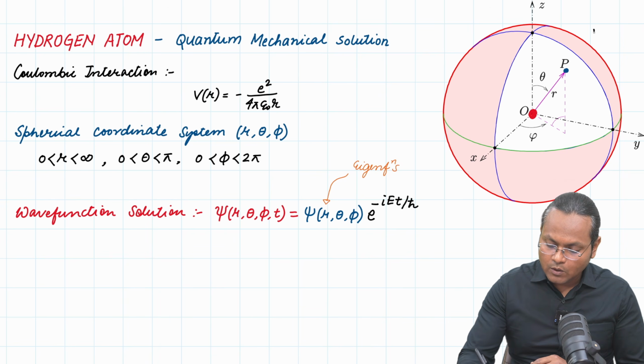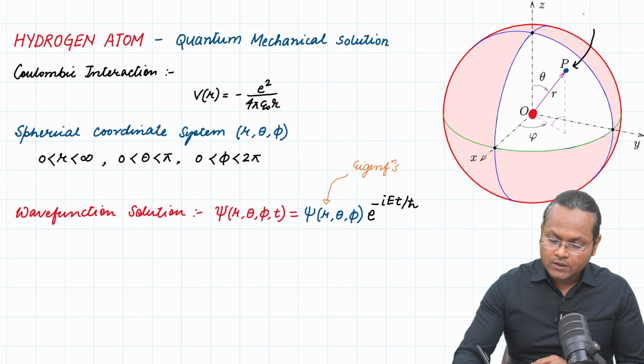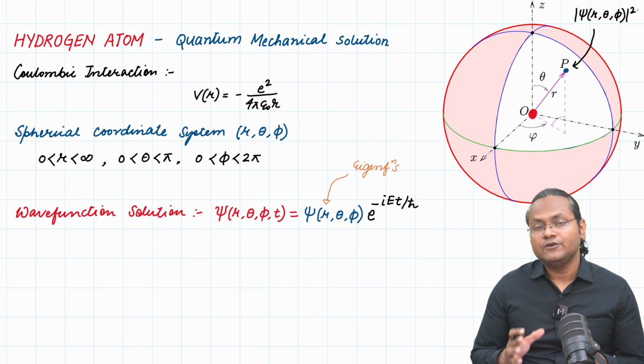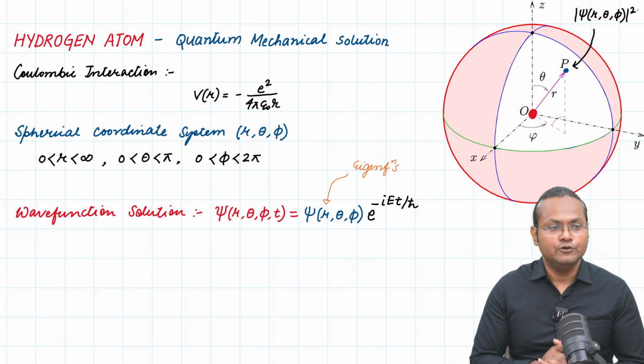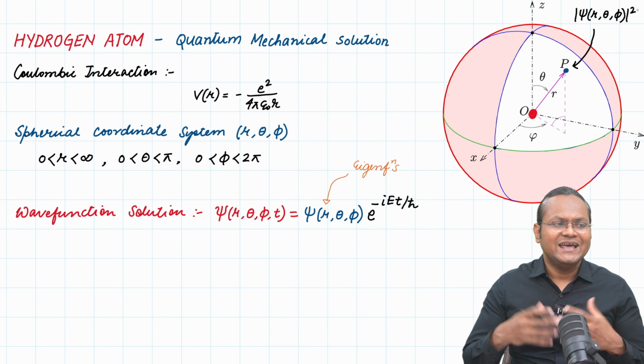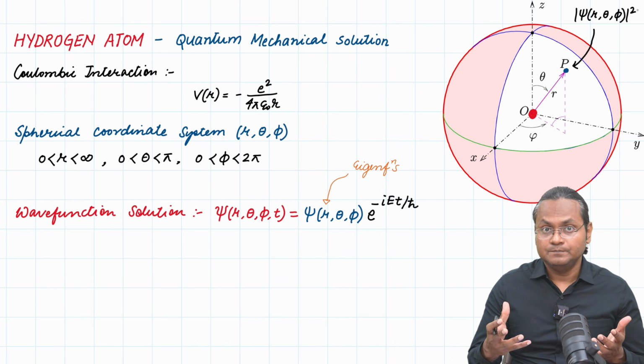And ultimately what we would like to do is use the eigenfunction solutions that we obtain and find out its mod square, because that will give us the probability density of the electron being found in the hydrogen atom, which will lead to the standard orbitals and atomic shells that we study.